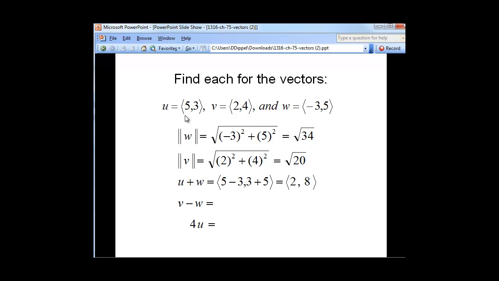If you're adding the vectors together, I'm adding u and w. So if I take 5 and -3, 3 and 5, which makes <2, 8>. If I subtract v minus w, 2 minus -3, 4 minus 5, gives me <5, -1>. And then if I multiply by the scalar 4 times the u vector, 4 times 5 and 4 times 3, which makes <20, 12>.